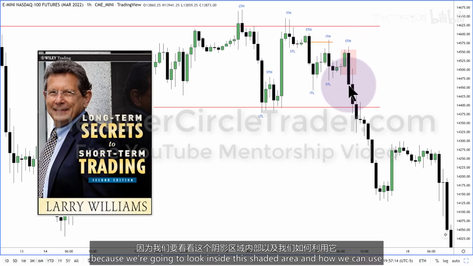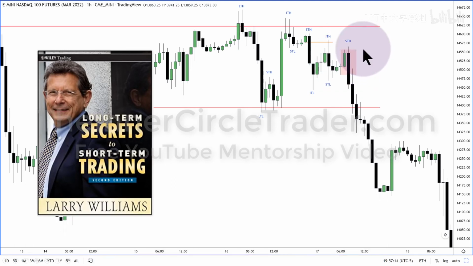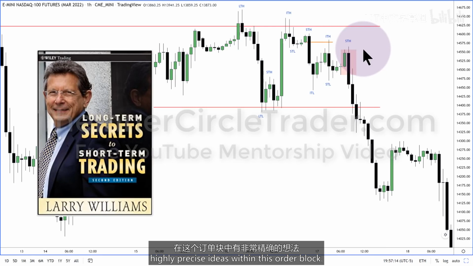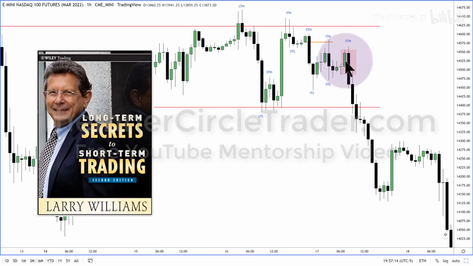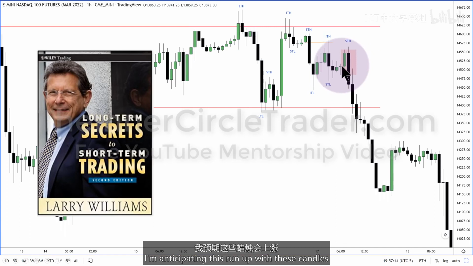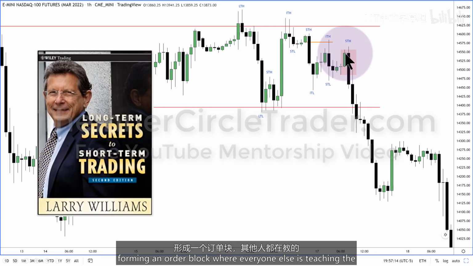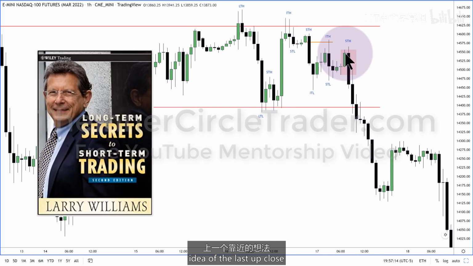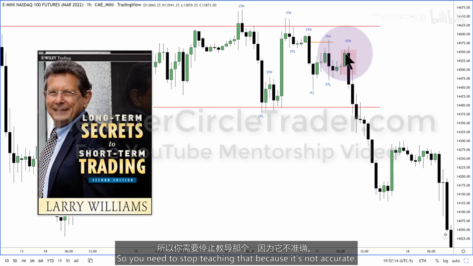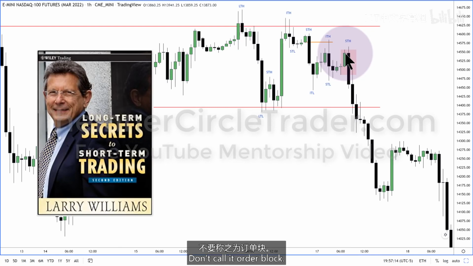This is important because we're going to look inside this shaded area and how we can use highly precise ideas within this order block. I'm anticipating this run up with these candles forming an order block where everyone else is teaching the idea of the last up close candle before the down move. That is not my order block. So you need to stop teaching that because it's not accurate. Call it something else, but don't call it order block.